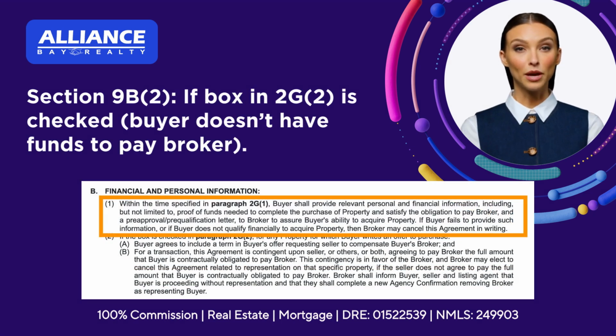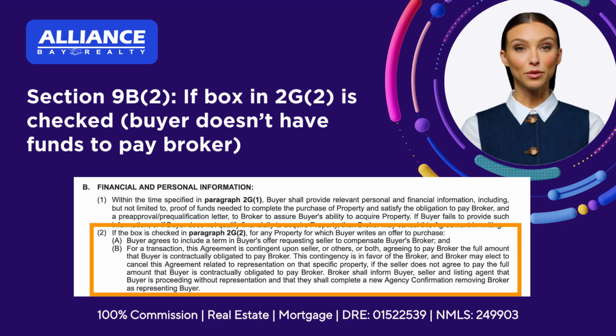Section 9B, 1: buyer must provide financial info within the time specified in Section 2G1. This includes things like: 1. Proof of funds needed for purchase. 2. Ability to satisfy any obligation to pay broker, if applicable. 3. Pre-approval or pre-qualification letter. If they don't provide it or don't qualify, the broker may cancel the agreement in writing.